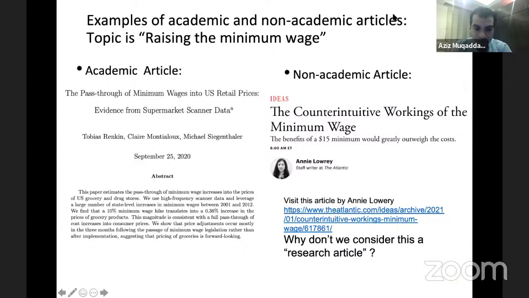So that's one example. So you see how the article mentioned, just by looking at the abstract, does the author say if they support or oppose raising the minimum wage? Just by looking at the title and the abstract.